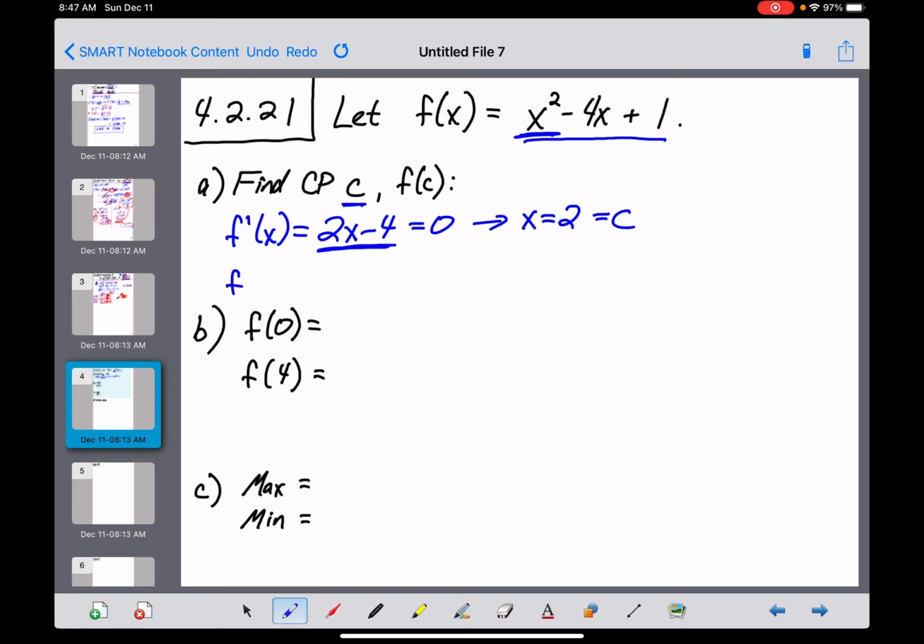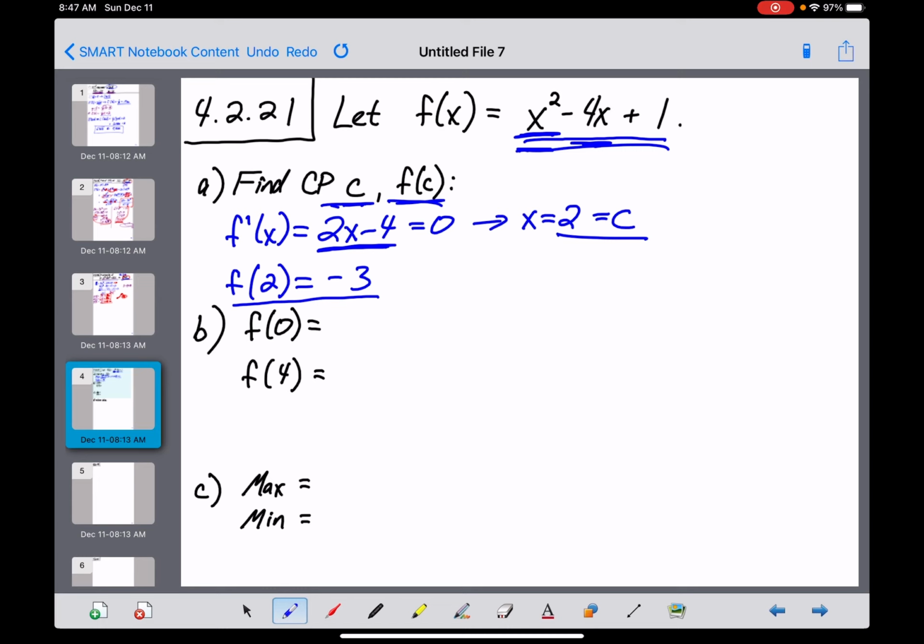And then f of c, or f of 2, we would put that back into the original function. 2 squared would be 4, minus 8 would be negative 4, plus 1 would be negative 3. So we found our c value, and we found f of c. So there's c, and here's f of c. So I think we're done with part A.